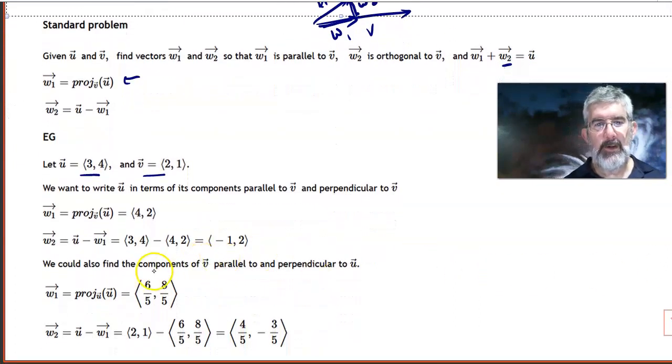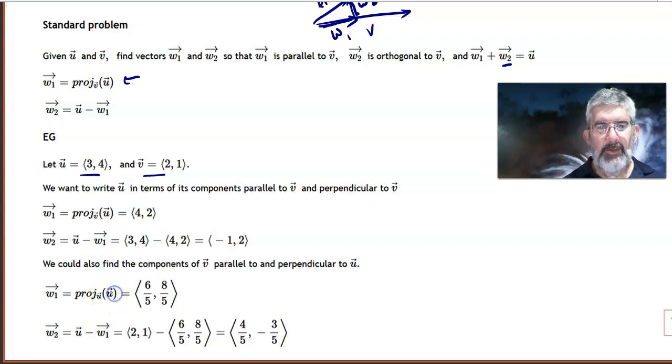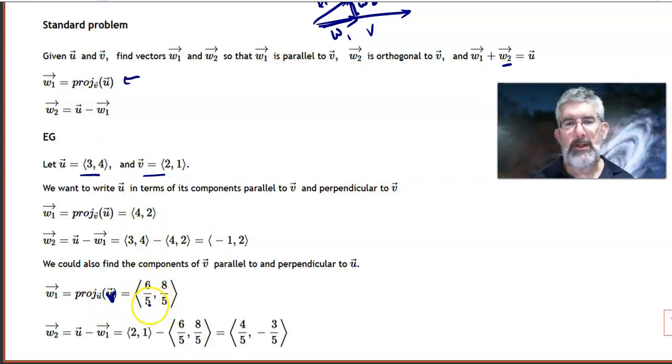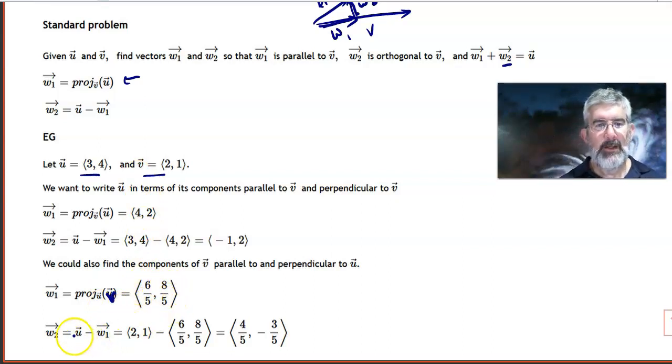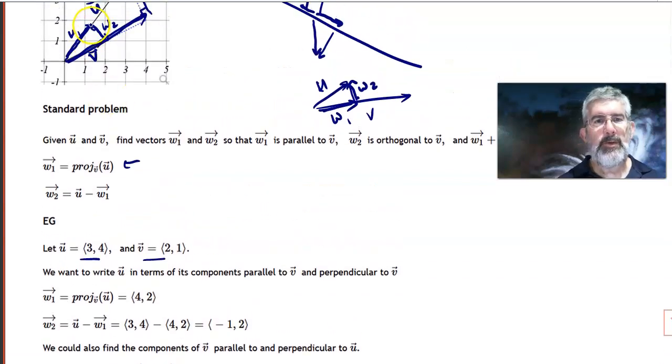In this case, so now I'm going to find the components of v parallel and perpendicular to u. So the parallel part is projecting v onto u. And we did that in the calculation above, 6/5, 8/5. And so w2 then is v minus w1. So 2, 1 minus that, which is 4/5, negative 3/5. And does that jive with the picture? So I'm moving positive in the x and negative in the y. And I think that does, because I'm moving positive in the x direction and negative in the y direction to get that vector going down there.